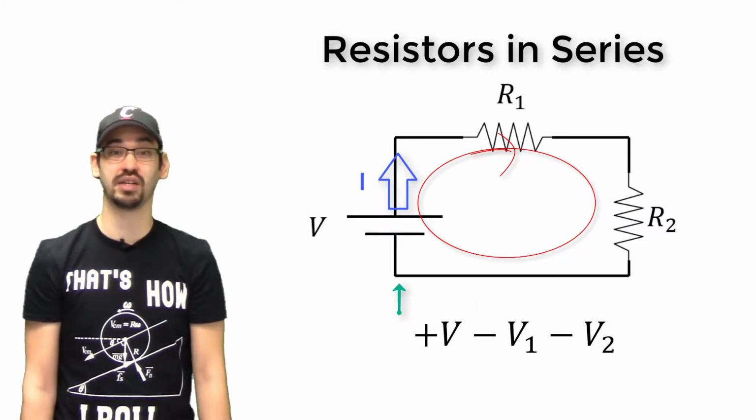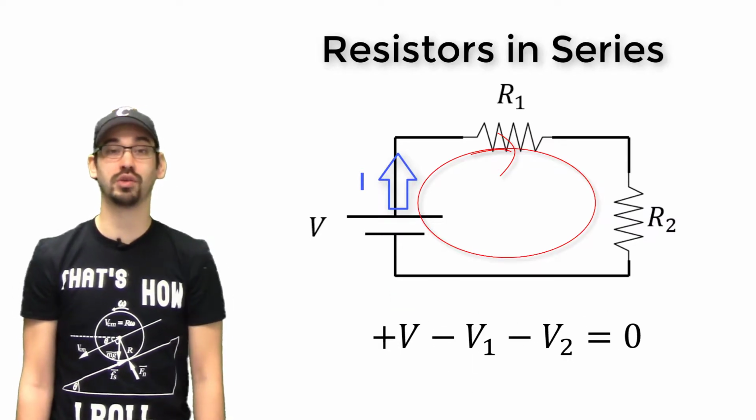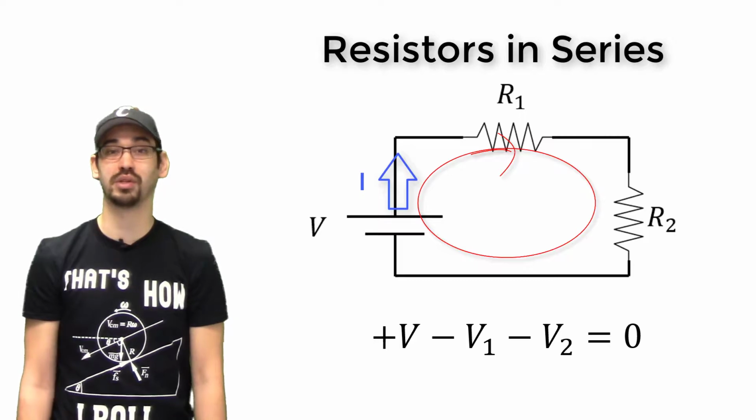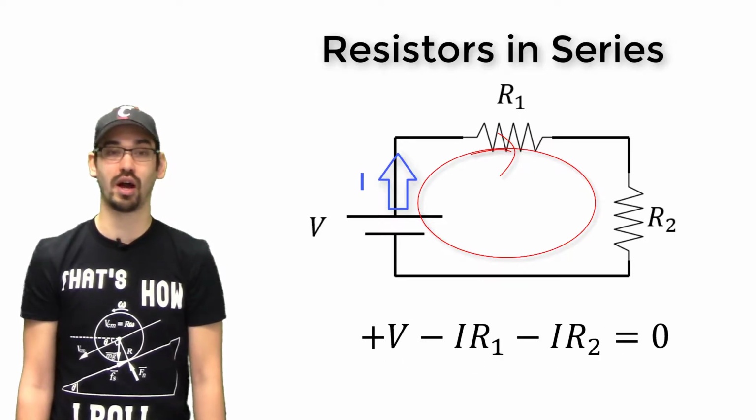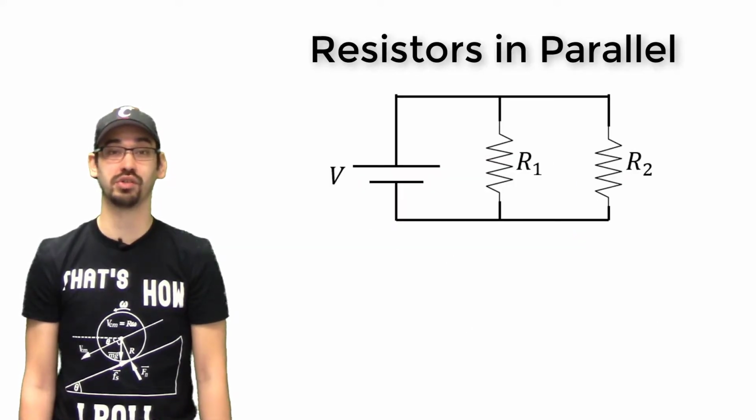Now we get back to the beginning, and the sum of these potentials is equal to 0. For our resistors, we can replace the drop in potential with V is equal to IR. Now we have an equation that we can solve for the current. Now let's look at a simple example of resistors in parallel.